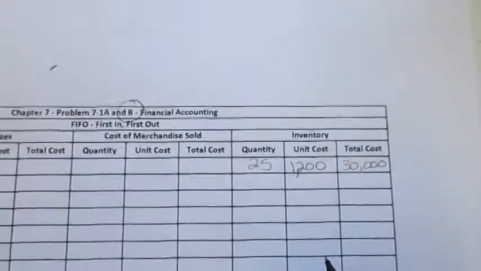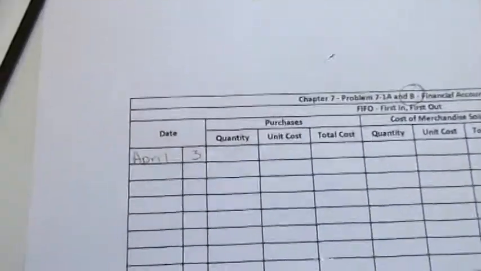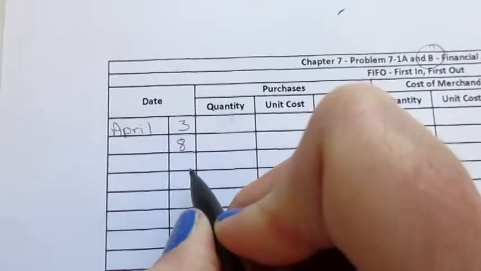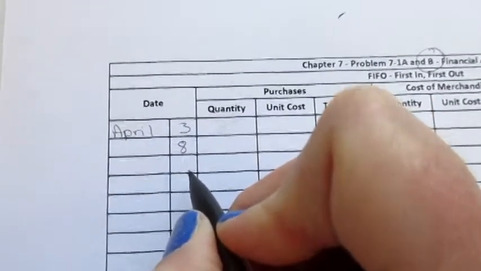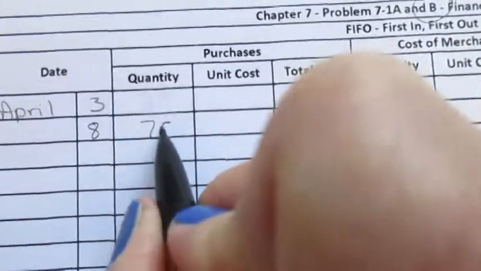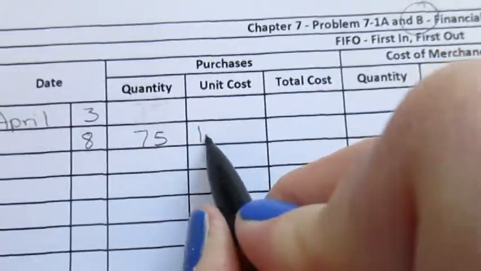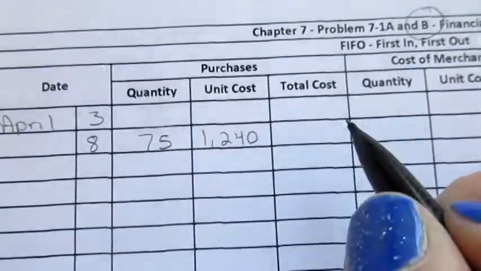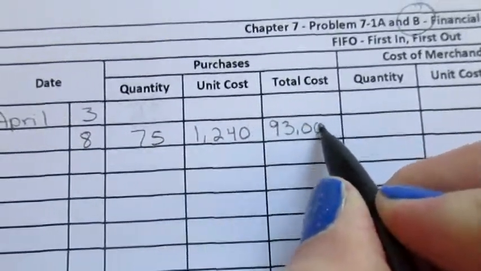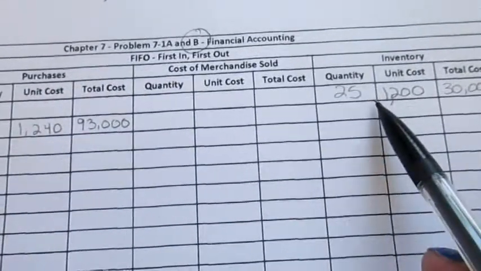Okay, so now looking back in my textbook, April 8th, I'm going to stay right here on my worksheet and just read from my textbook. That way you don't get a little seasick from the camera. We purchased 75 units. So right here under purchases, we purchased 75 units at $12.40 per unit for a total of $93,000.